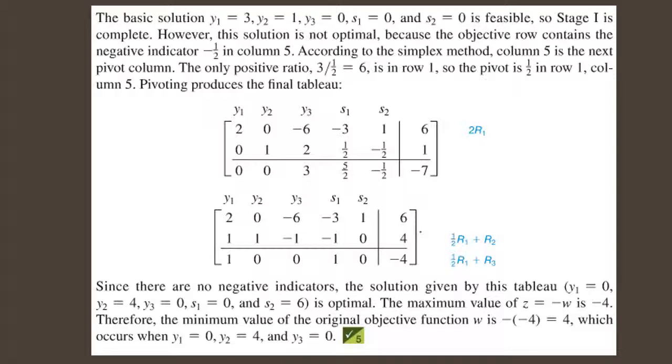the one on the bottom there after our pivoting has been concluded. And we see that we have no more negative indicators. Our basic variables are y2 and s2. So y1 is 0, y3 is 0, s1 is 0.